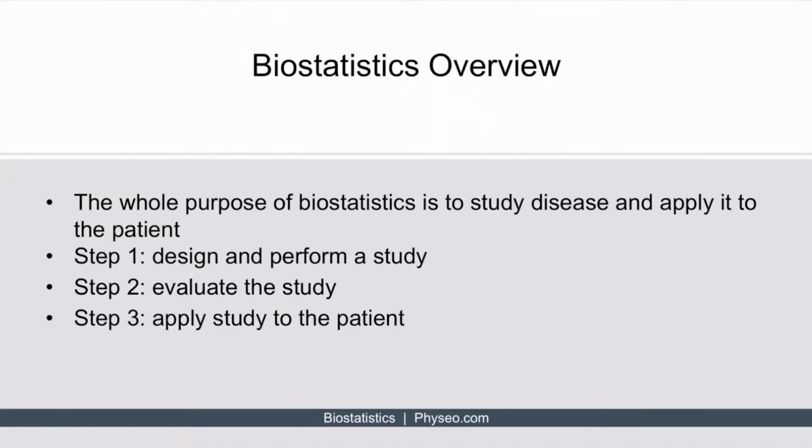There are many ways to approach biostatistics, but the main thing to understand is that you are trying to study a disease and apply that understanding to the patient. A good way to think of biostatistics is in three basic arms, or steps. First, a study is designed and performed. Second, the study is evaluated. And lastly, you appropriately apply the study to the patient.